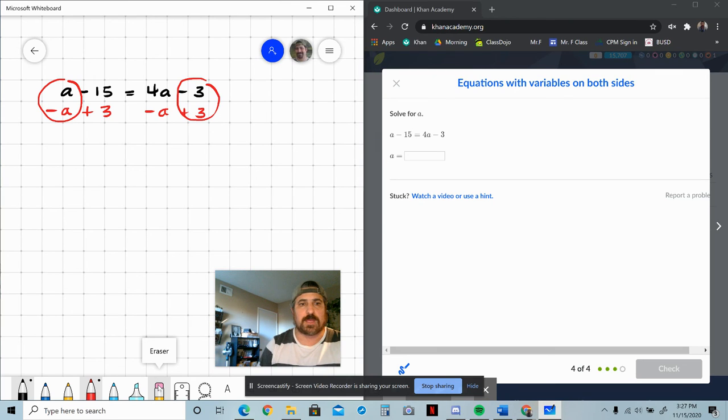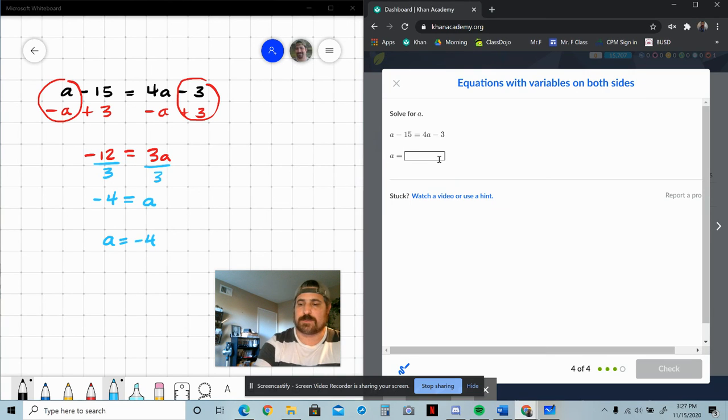It goes away. And ultimately, what you're left with here is negative 15 plus 3, which is negative 12, I should say. And that's equal to 4a minus 1a, which is 3a's. You don't want the value of 3a's, you want the value of 1a. So how do you undo times by 3? Divide by 3 both sides. And you're going to get a is now equal to negative 12 divided by positive 3, which is negative 4. So if negative 4 is equal to a, then a must be equal to negative 4, and you're done. The answer is negative 4.